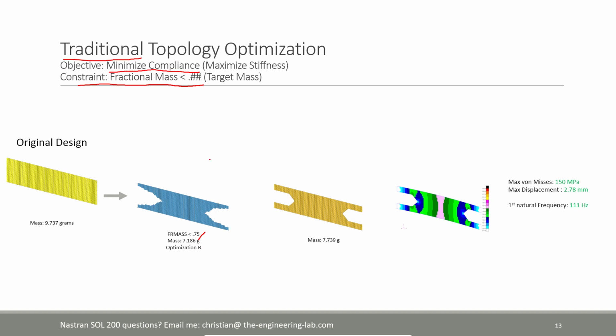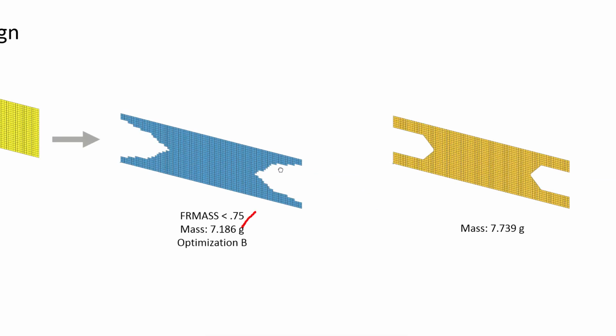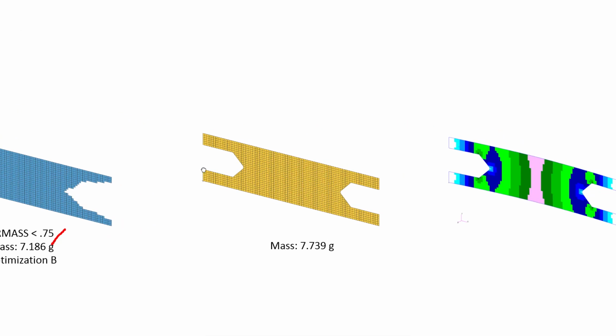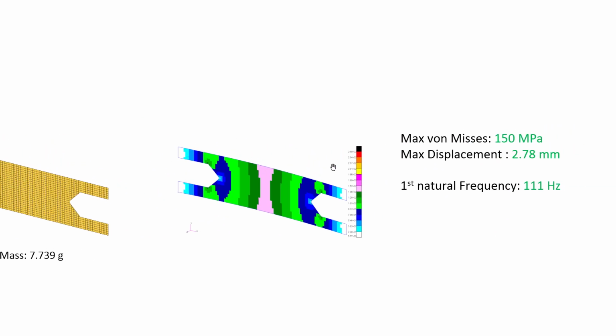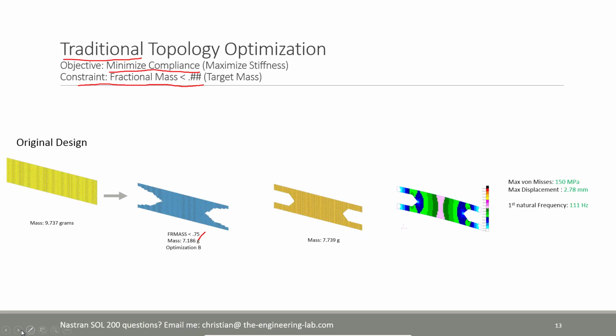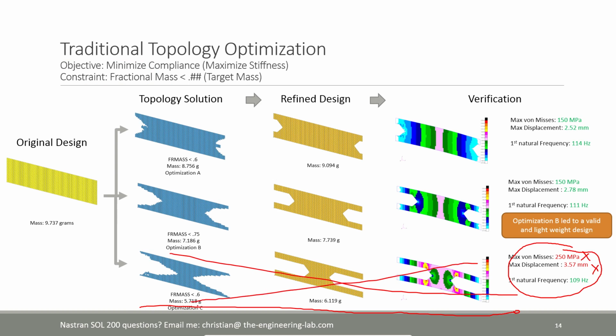With the traditional approach, once you have the topology solution, here in blue, it's a very rough solution. You then have to go through this procedure of refining the design and then finally performing a final verification analysis to confirm that your quantities such as stress and displacement are within your requirements. Now, there are instances, such as this case here, where you can go through this whole workflow and find out that your final design does not meet your requirements. So this whole solution is invalid.